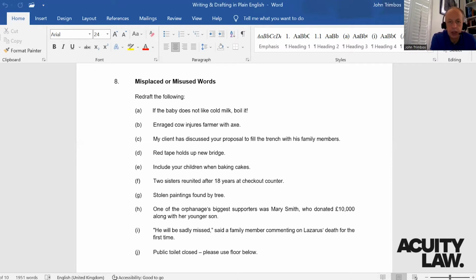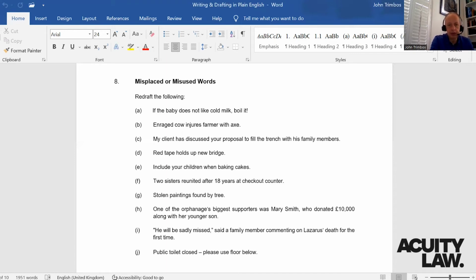Right, I'm officially unfrozen. So the first one I'd suggested, boil the milk if the baby doesn't like it cold. B is a funny one, really. This is obviously a newspaper headline: enraged cow injures farmer with axe. Now, obviously, I don't know what you've done to this, but from running training sessions using this handout, a lot of people go into the passive voice with this one, and I think it's entirely acceptable. I did say that you can use the odd bit of passive. So most people go farmer with axe injured by enraged cow. And I think that is absolutely fine.